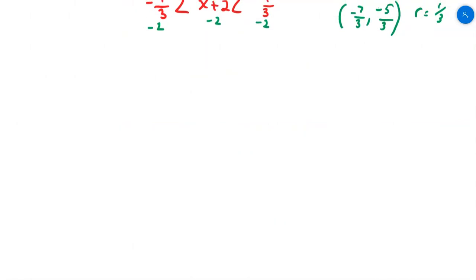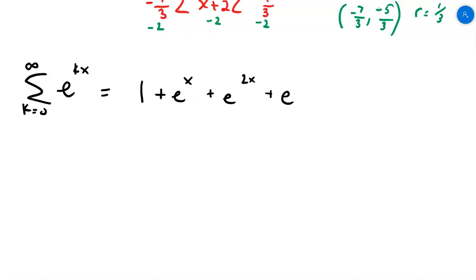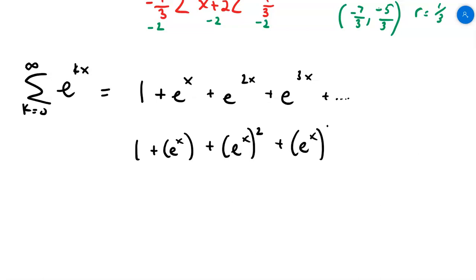Suppose I were to look at the series from k equals 0 to infinity of e to the kx. And I'm looking for information about how this thing converges. Well, what is this series? It's e to the 0 power plus e to the 1 times x plus e to the 2 times x plus e to the 3 times x and so forth. Isn't this the same thing as 1 plus e to the x plus e to the x squared plus e to the x cubed and so forth?